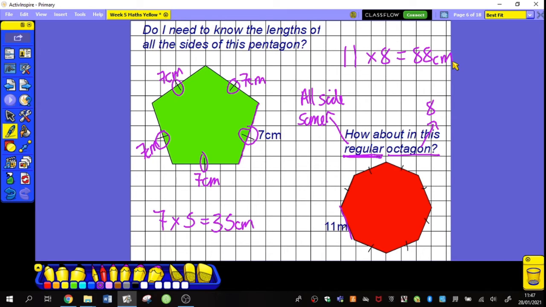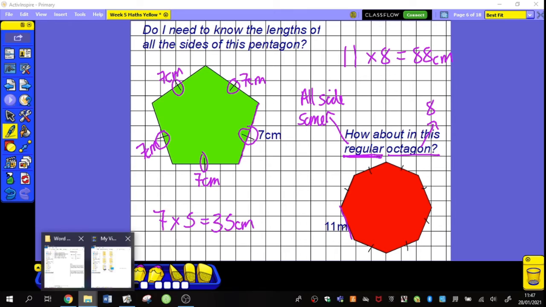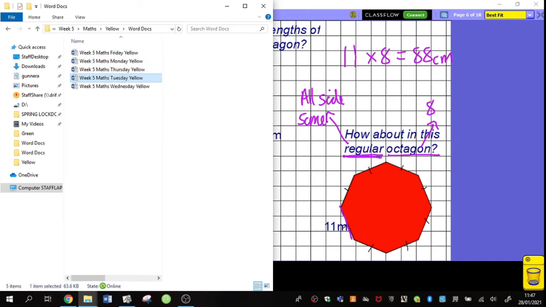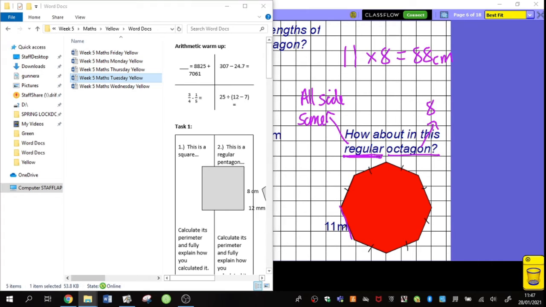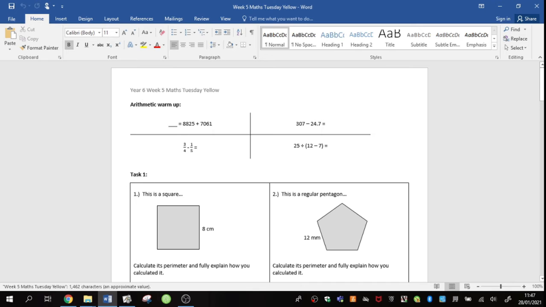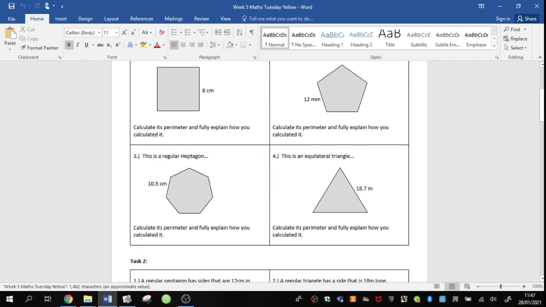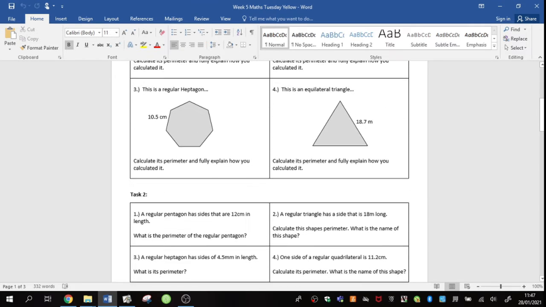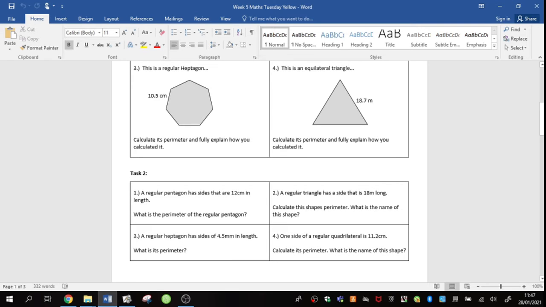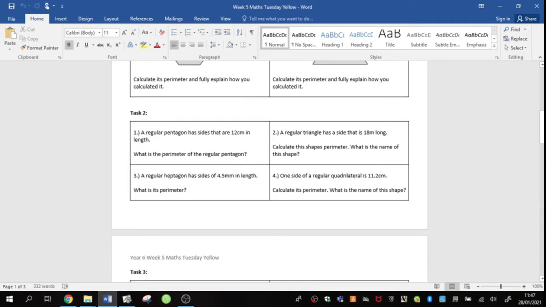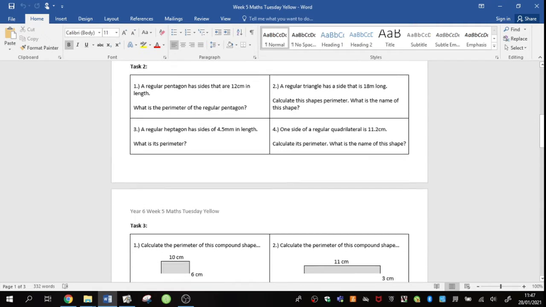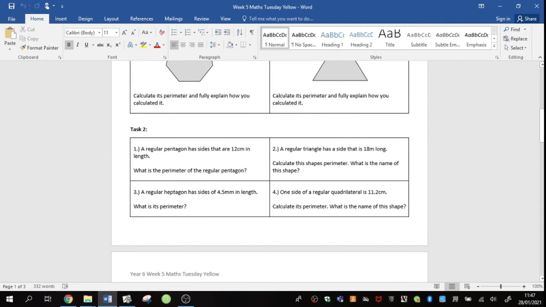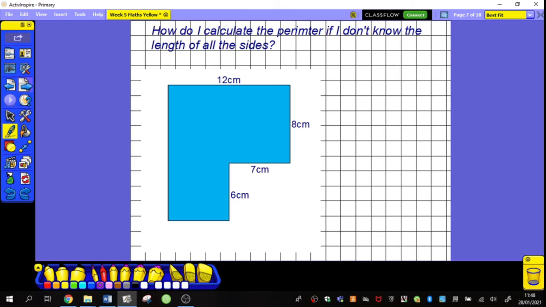So there's a quick little warm-up. What I'd like you to do now is pause the video. I'll let you have a go at task 1 and task 2, finding the perimeter of these shapes here. When you're ready for task 3, press play again and we will go through that. Okay, hopefully that went really well for you.